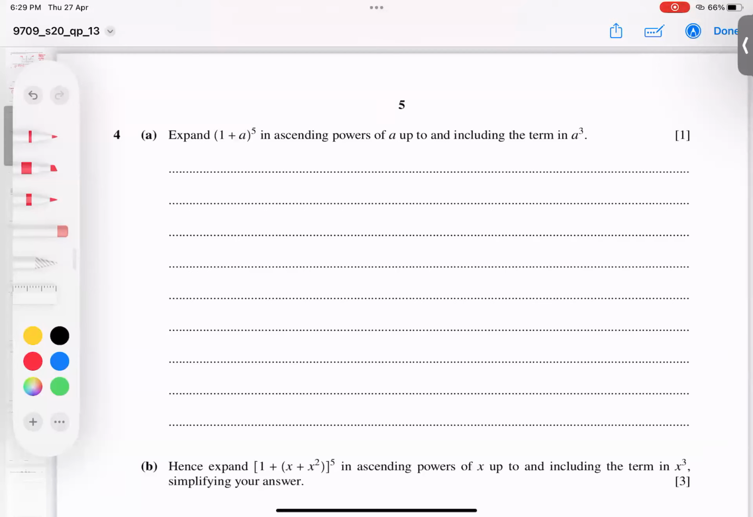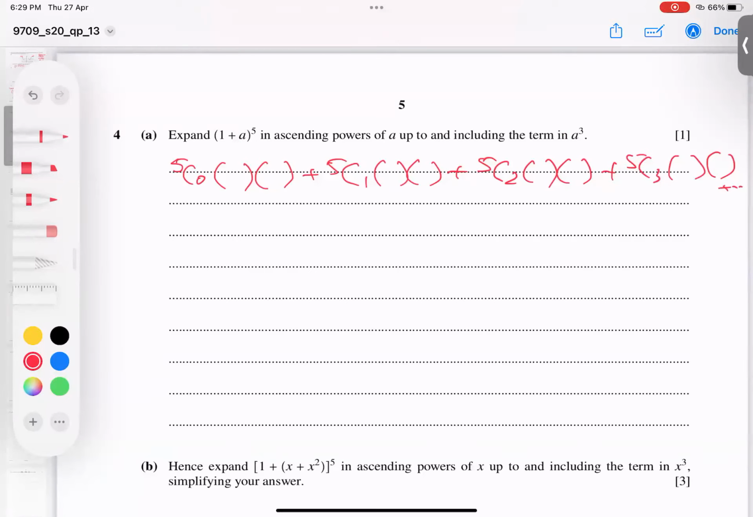Question number 4 says expand it and find the term including a to the power 3. Most probably, whenever the power inside is 1, cube means the 4th term. How come? Let's start. 5C0, two brackets, 5C1, two brackets, 5C2, two brackets, 5C3, two brackets, and so on. Anyway, this comes in each first bracket, and A comes in each second bracket.